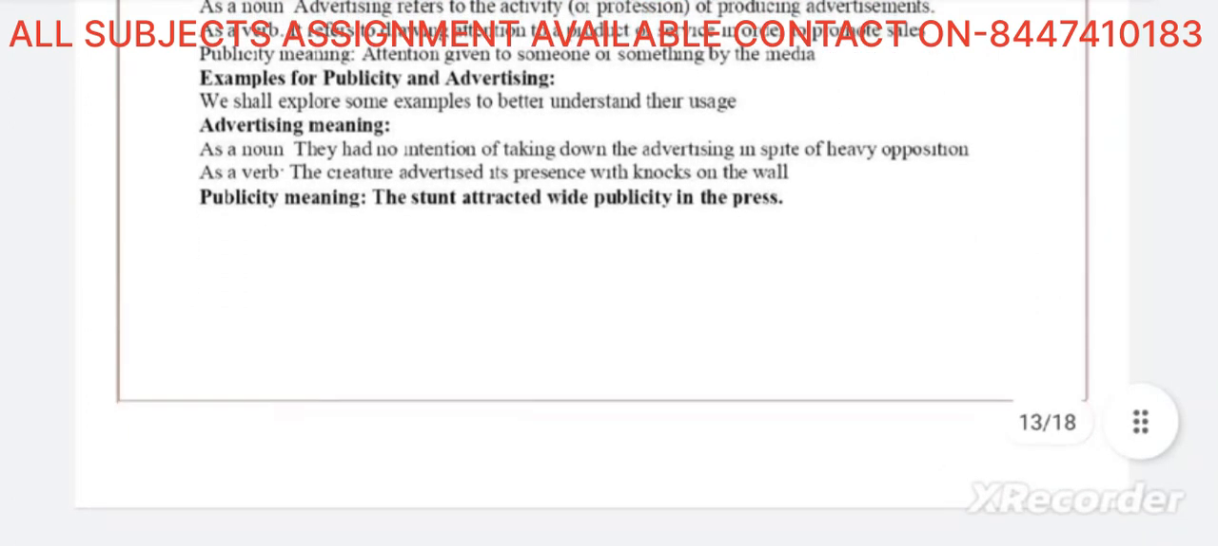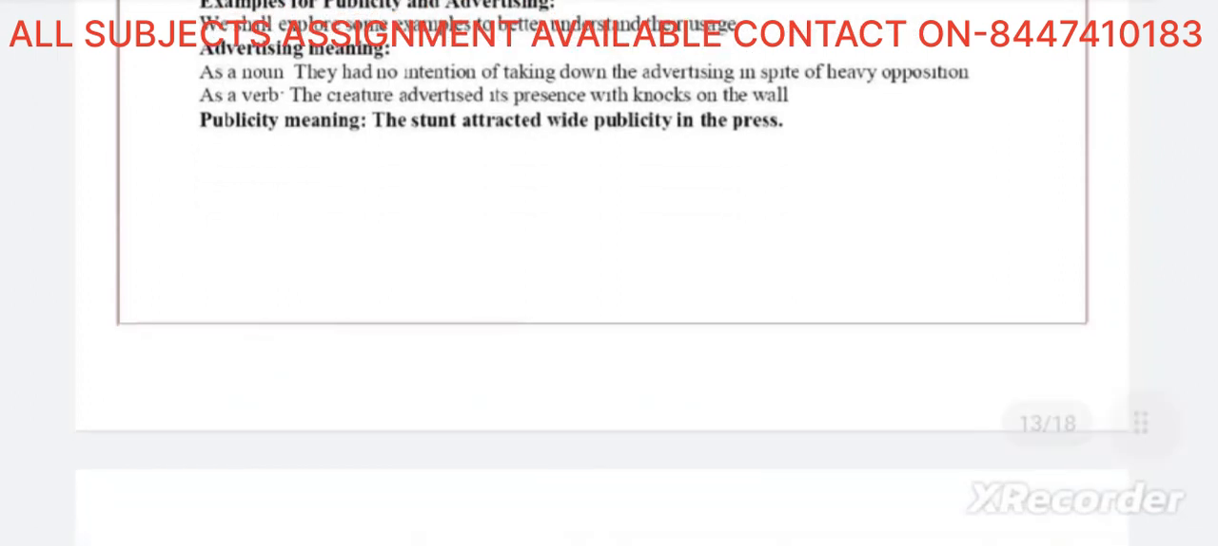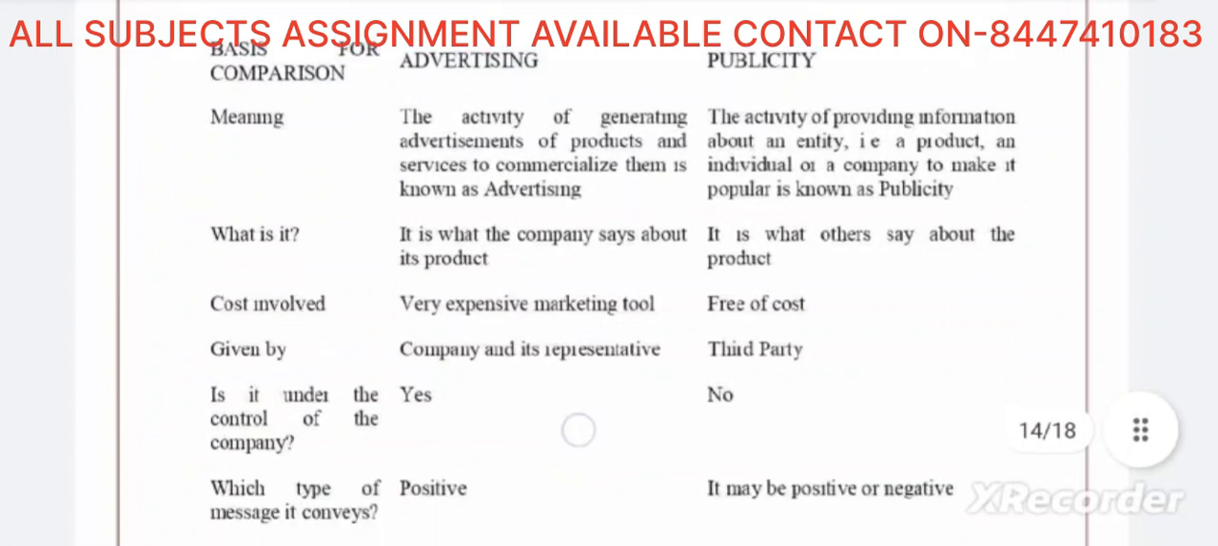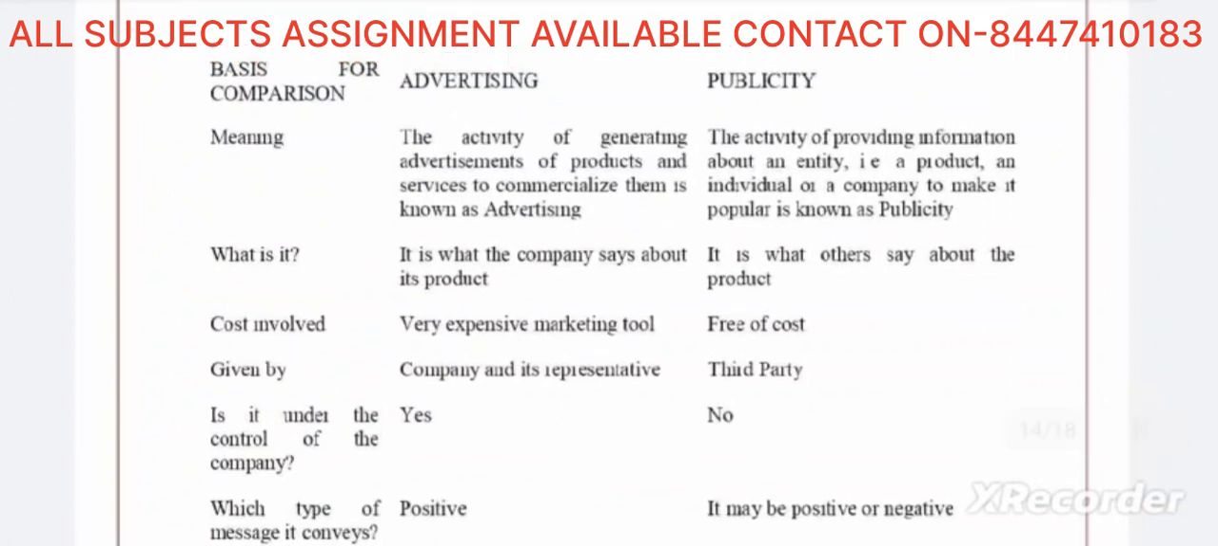Advertising meaning as a noun: they have no intention of taking down the advertising in spite of having opposition. As a verb, the creature advertised its presence with knocks on the wall. Publicity meaning: the stunt attracted wide publicity in the press. Now see the difference between advertising and publicity. Firstly, meaning, then what is it?